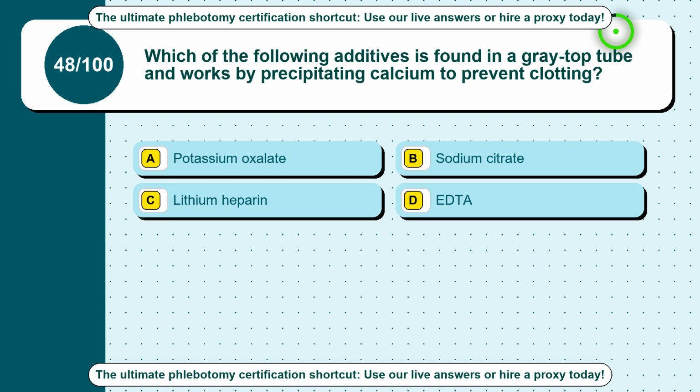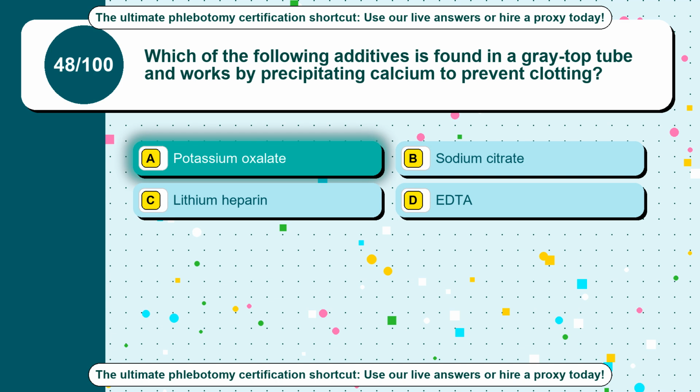Which of the following additives is found in a grey top tube and works by precipitating calcium to prevent clotting? Option A. Potassium oxalate. Option B. Sodium citrate. Option C. Lithium heparin. Option D. EDTA. The correct answer is option A.